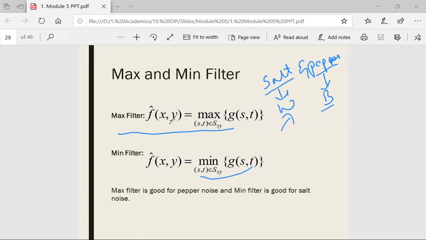The max filter equation is given by f cap of x comma y equals max of g of st, and the min filter equation is given by f cap of x comma y equals min of g of st. The max filter is good for pepper noise and the min filter is good for salt noise.